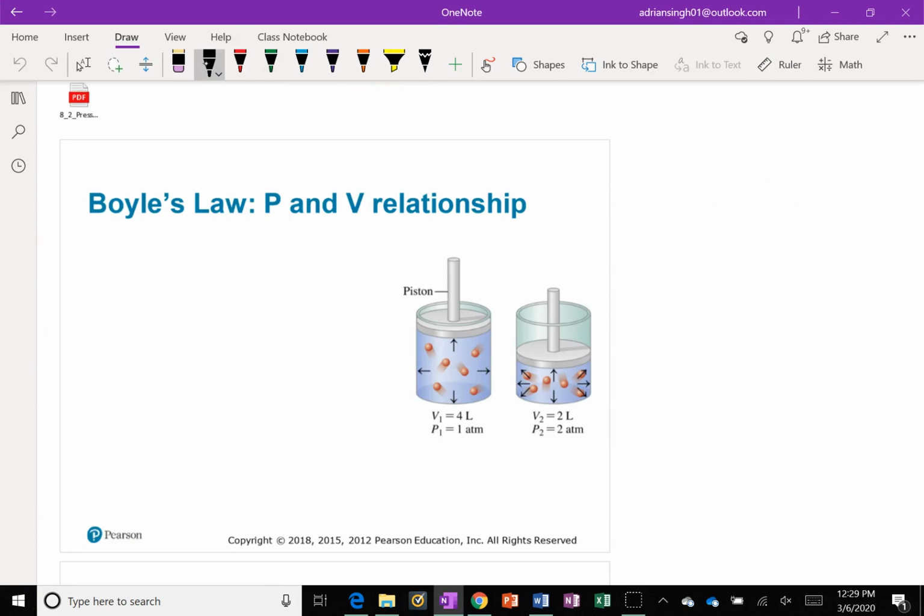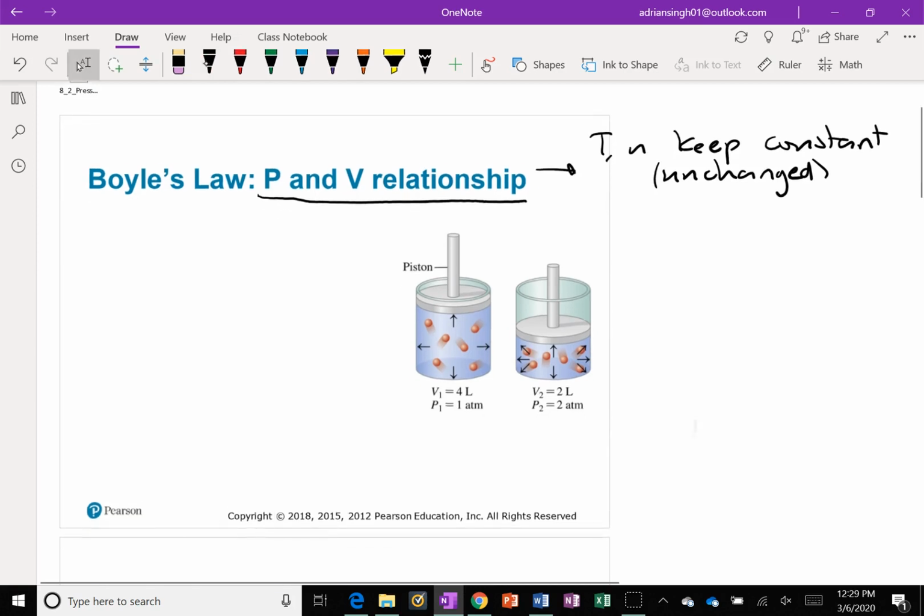Okay, now we're going to take a look at some of the relationships between the properties that we looked at previously, and we're going to be looking at the relationship between two of these properties at a time, which means that we're going to keep the other two properties that we're not focusing on constant. We're not going to change those. So the first relationship we're going to take a look at is the relationship between pressure and volume, and the other two properties, temperature and amount, we're going to keep constant, meaning they're going to be unchanged.